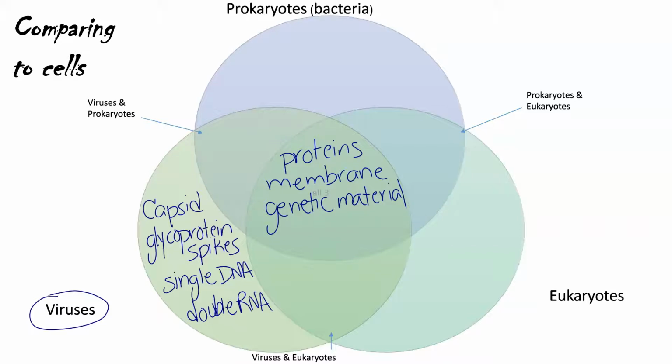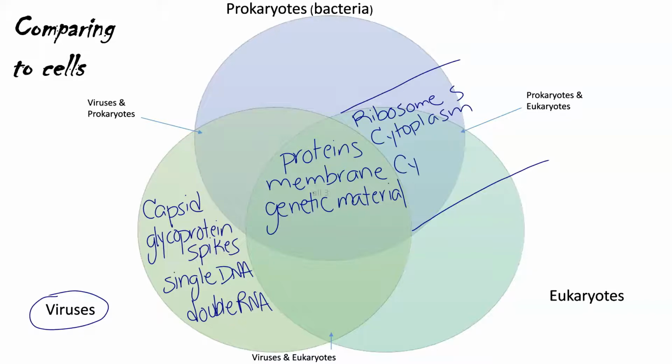Okay. Now let's think about what do prokaryotes and eukaryotes both have that viruses do not. Okay. Prokaryotes and eukaryotes both have ribosomes. And I'm going to make this section a little bit bigger just because this is a big section. So they have ribosomes. They have cytoplasm. They have a cytoskeleton. And they have metabolic enzymes, meaning they have ways to process energy and create ATP.